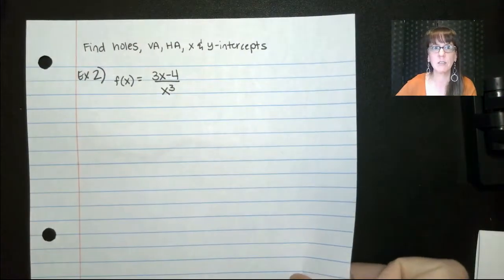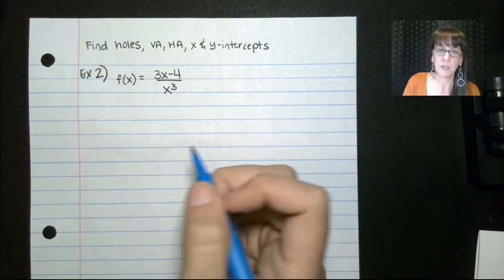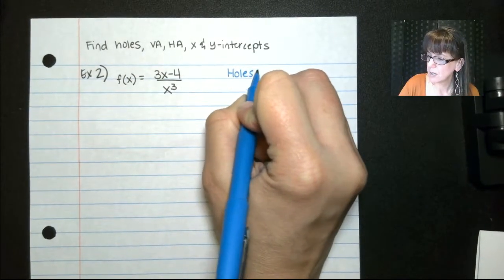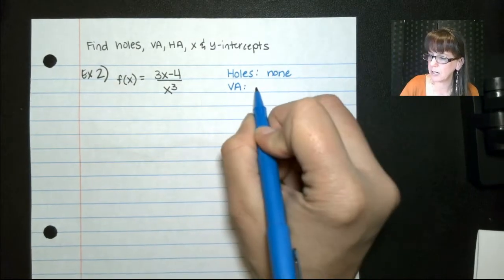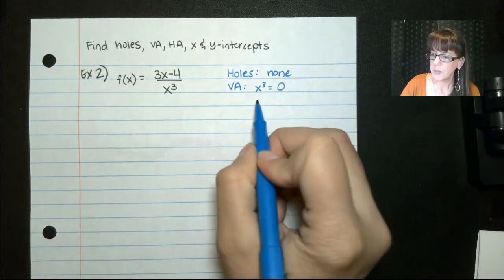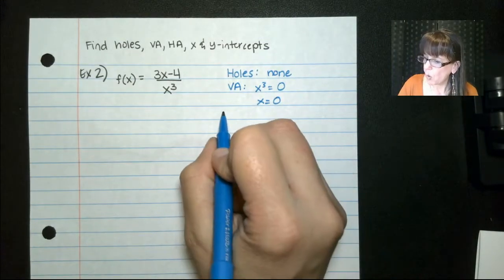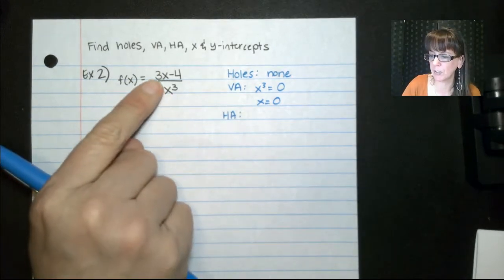We have this guy. We're going to do the same thing. We want to find all of that relevant information to be able to successfully graph this. So the first thing that we're going to do is factor. Fortunately, we don't have to factor anything. So since we don't have to factor, that means we aren't canceling anything out. So holes, none. Okay, the next step is find your vertical asymptotes. That's set the denominator equal to 0, which means x is just going to equal 0, because if you cube root both sides, you would get 0.